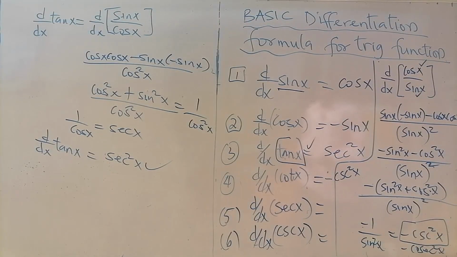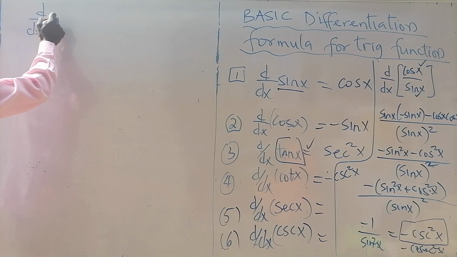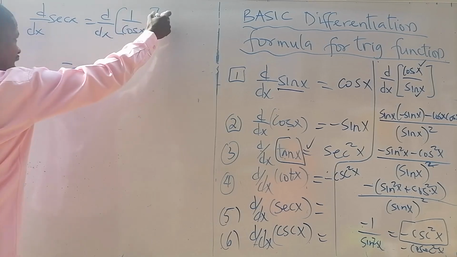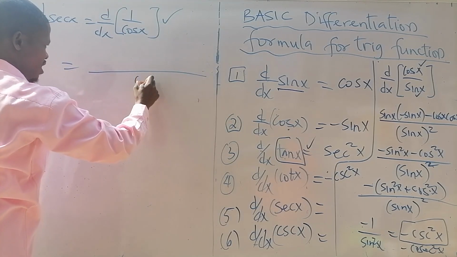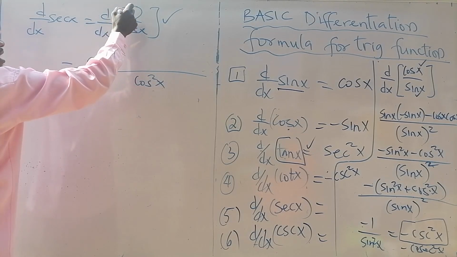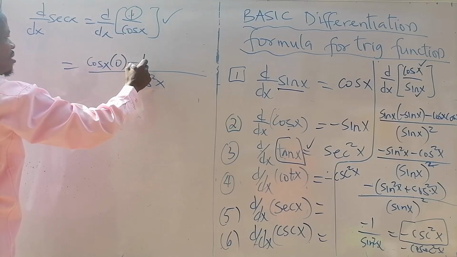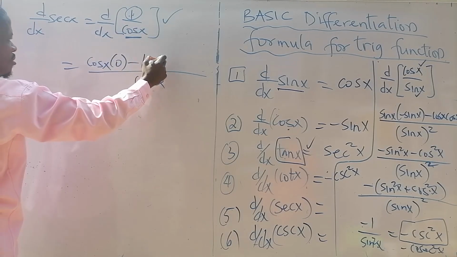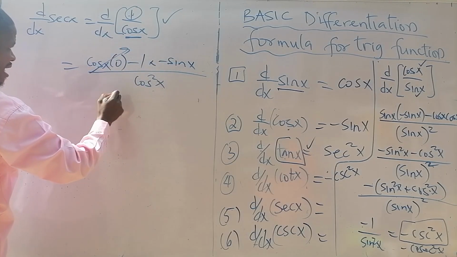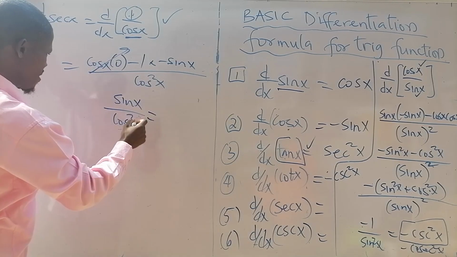Okay, let's go to the derivative of sec x. That will be d/dx of sec x. And don't forget, sec x is 1 over cos x. So this is also a quotient function. Apply your quotient rule. So that will be cos x here. The derivative of the numerator, the derivative of 1, is 0, minus the numerator times the derivative of the denominator, minus sine x. So this one is gone. I have sine x over cos square x.